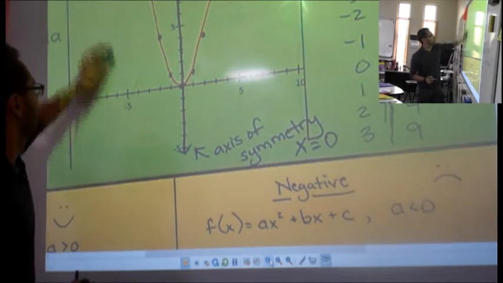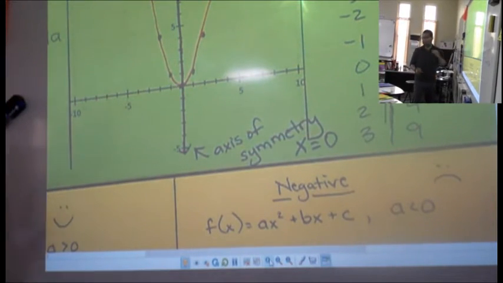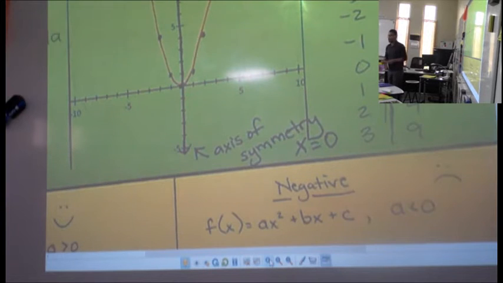But x is always equal to 0, right? Well, for this one it is, but it could be shifted. It could be upside down. It could be moved, shifted left and right. So it could be a different one. And we're going to practice that.